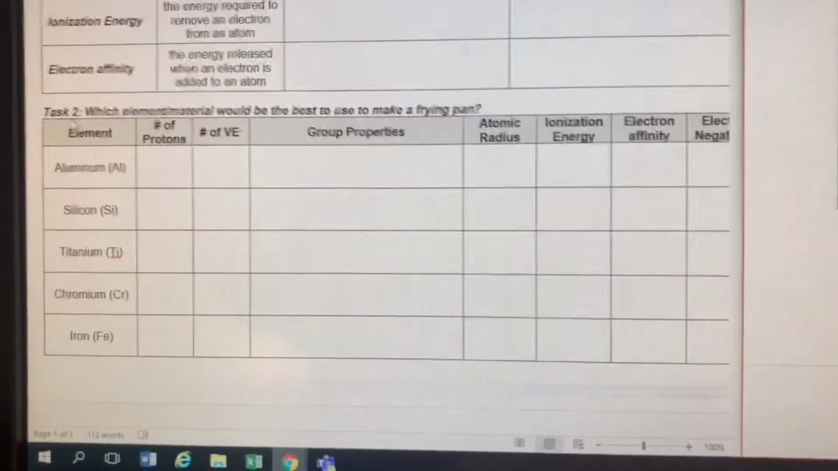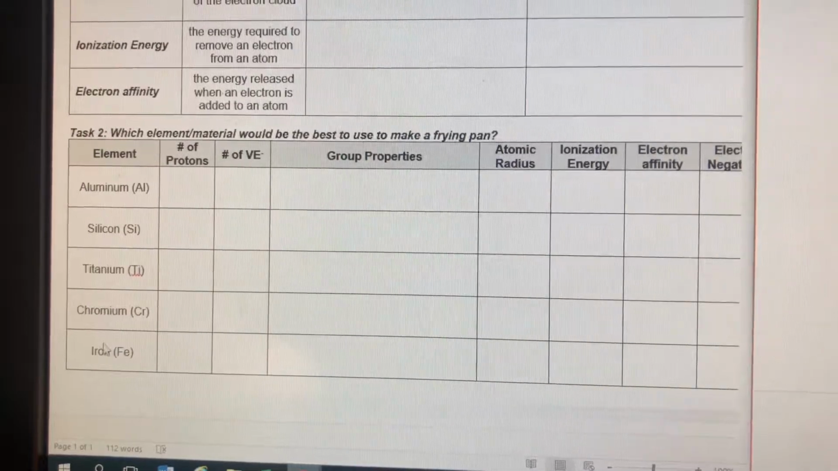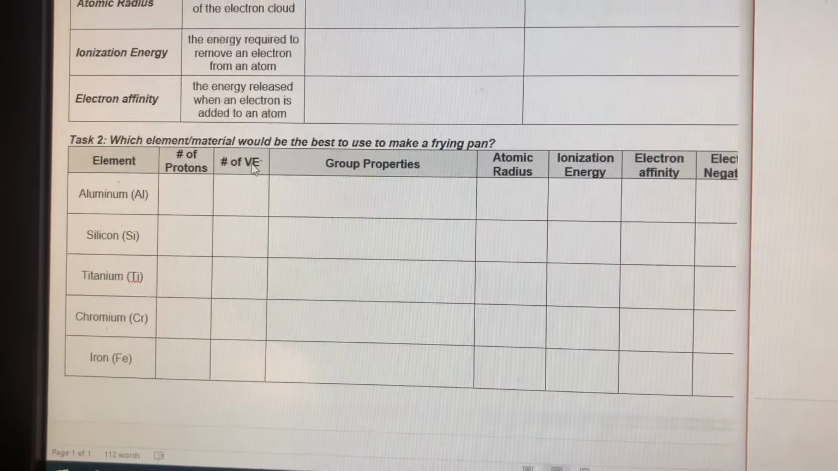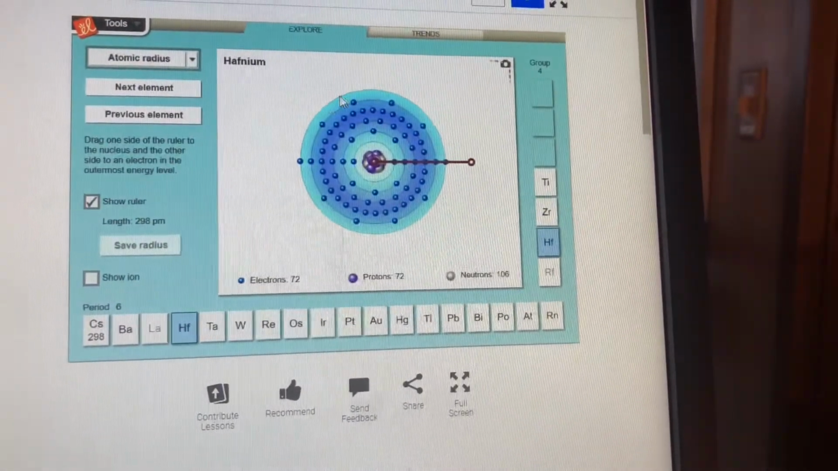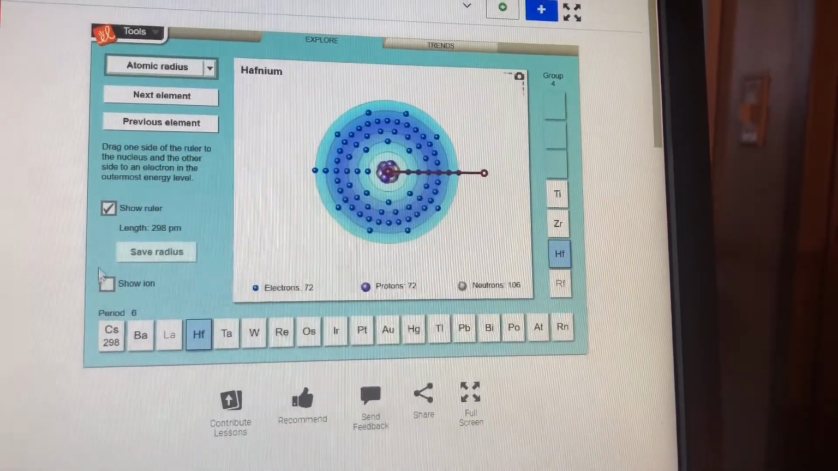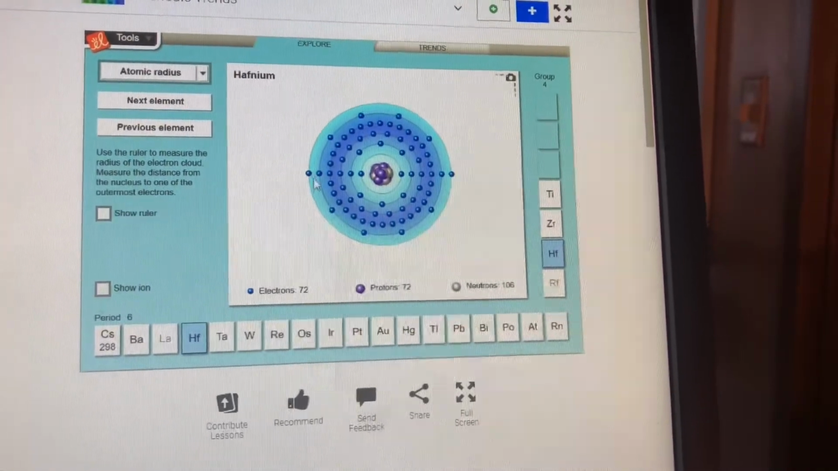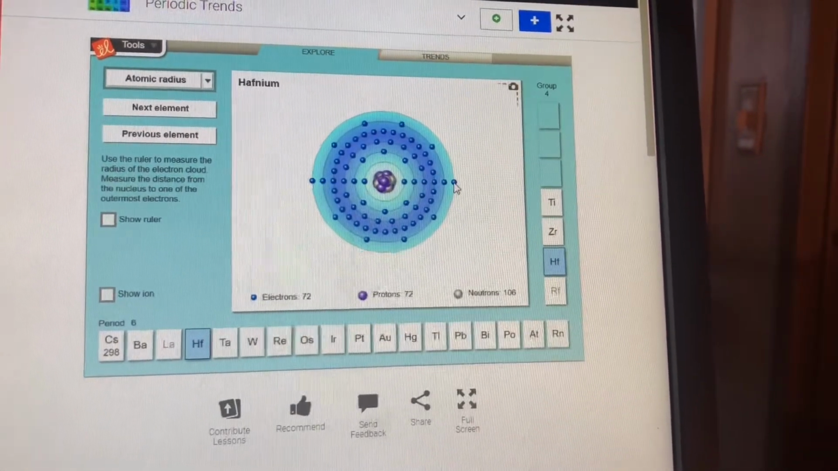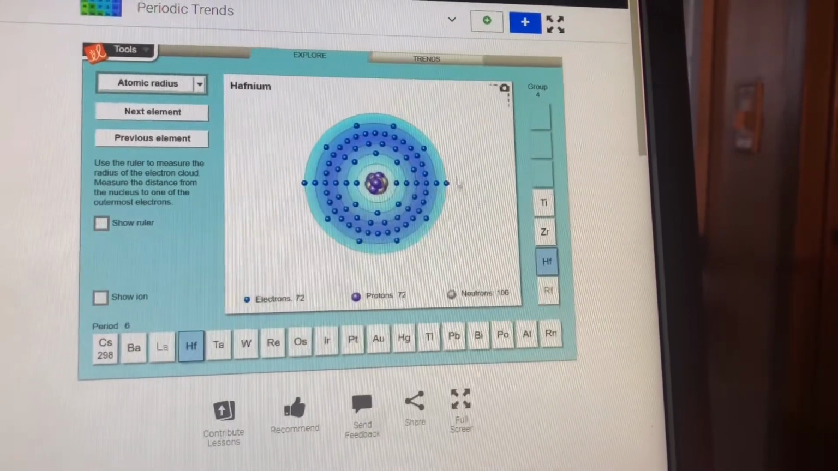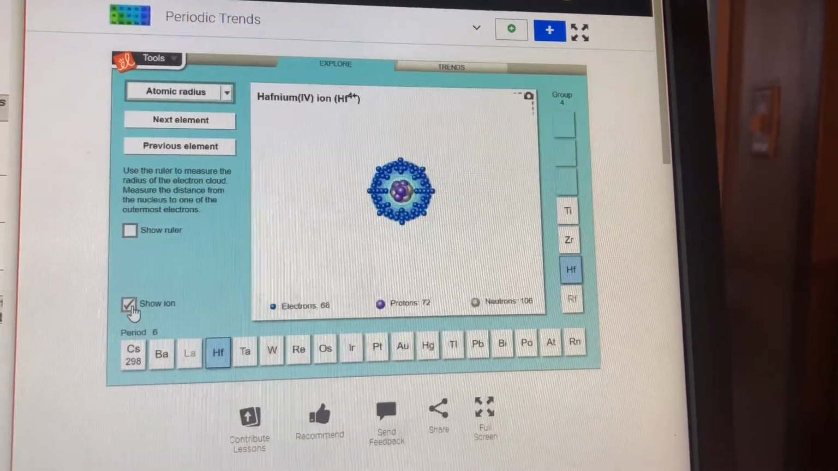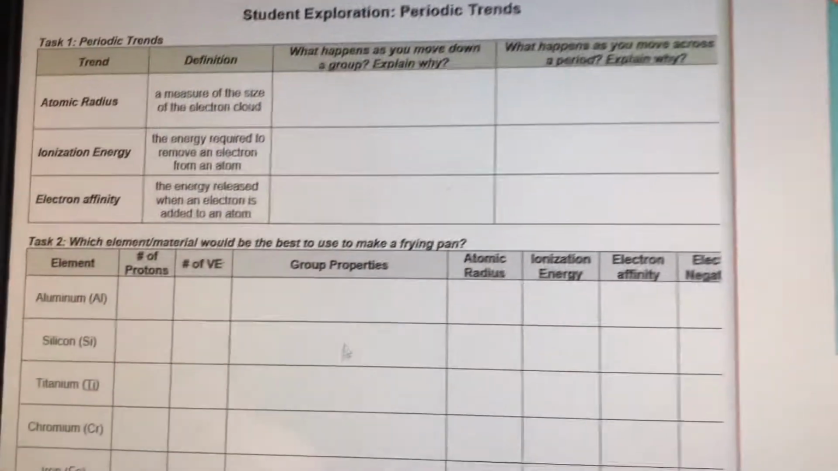All right. The next section of your worksheet asks you to find these specific elements, okay, and then tell me the number of protons, the number of valence electrons, which if you don't remember, valence electrons are the electrons on the outside ring. Okay, so let me get rid of my ruler so we can see this. So this is hafnium. I don't even know what that is, but hafnium has 2 electrons on the outside ring. It has 2 valence electrons. Okay? I don't know what that does. Oh, it makes it small. Okay, so it has 2 valence electrons.